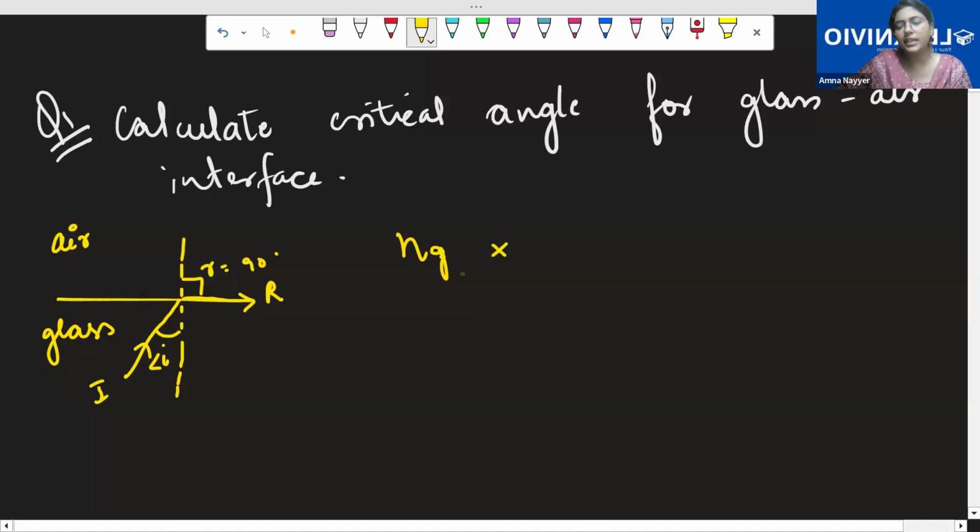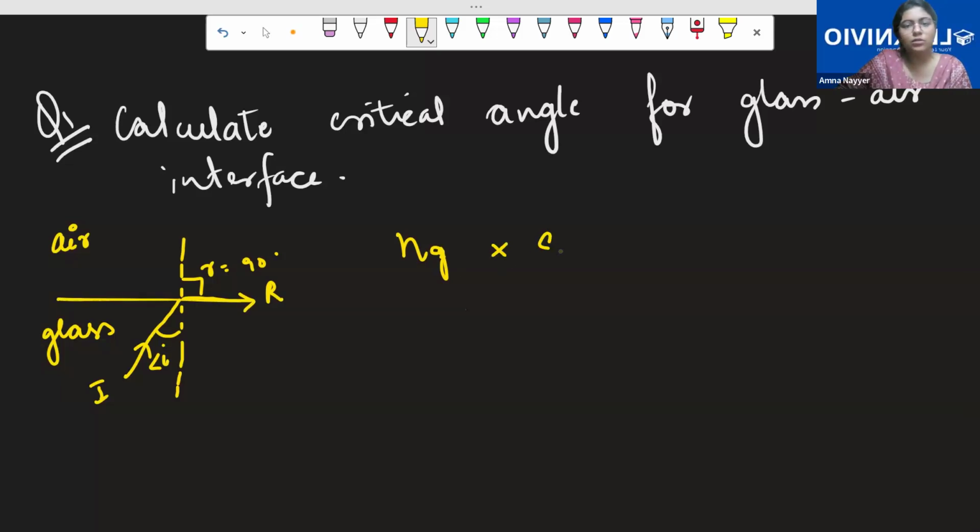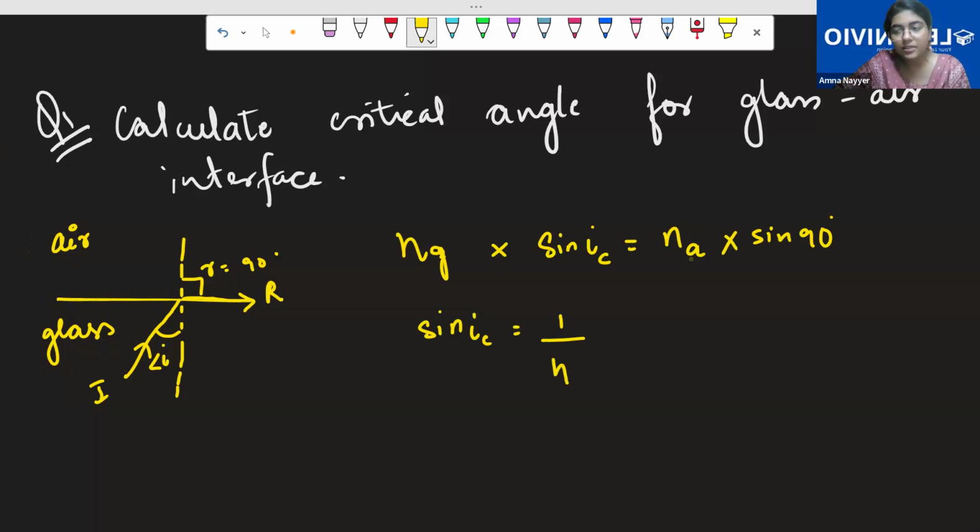Here it will be refractive index of glass into sine i is equal to, this is sine i_c actually, and the refractive index of air into sine 90 degrees. Fine, so from here we can directly say critical angle is equal to 1 upon the refractive index when your medium is air, because air's refractive index is 1, sine 90 is also 1, so that becomes 1 by n. This is often used in the exams, in the numericals.